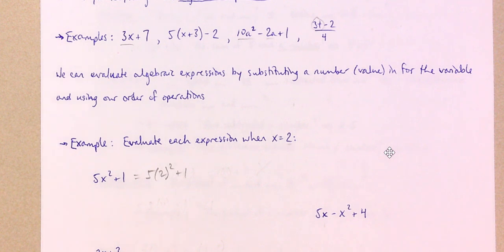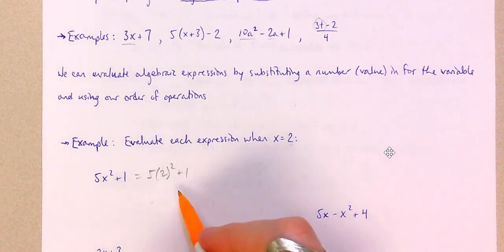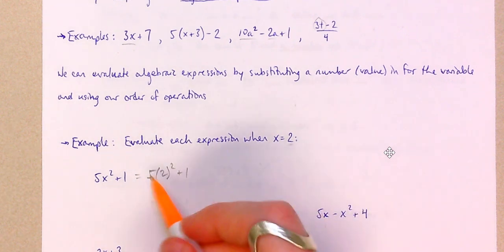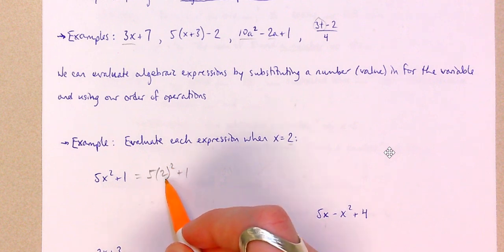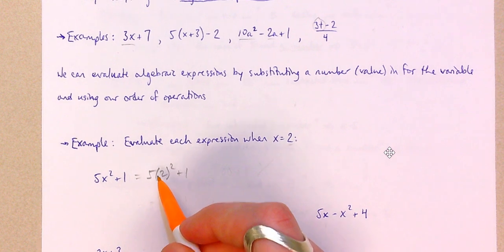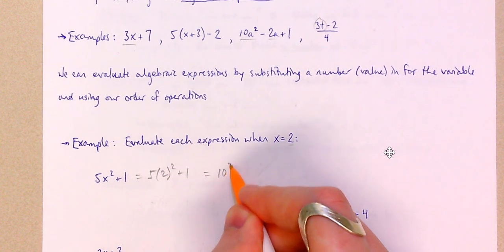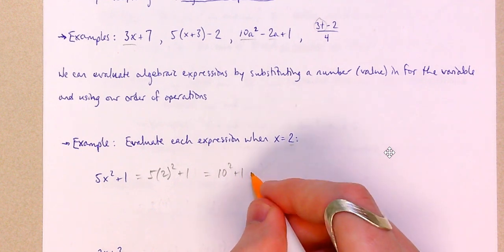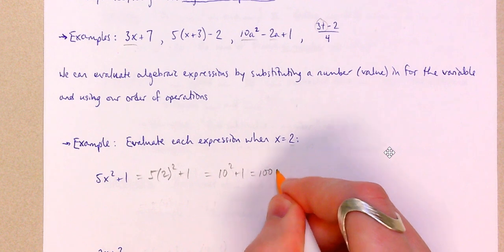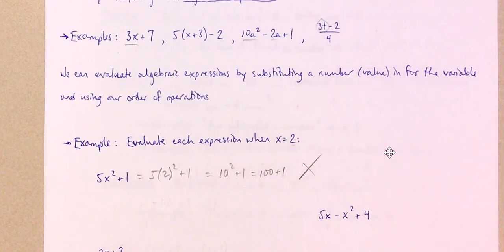Now, a common error that people tend to make, and I'll purposely show you, is they would think that this exponent of 2 goes to both the 2 and the 5. And they would say that this is equal to 10 to the second power plus 1, and then 10 to the second power is 100. That is not the case.